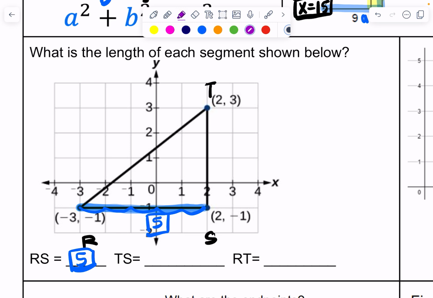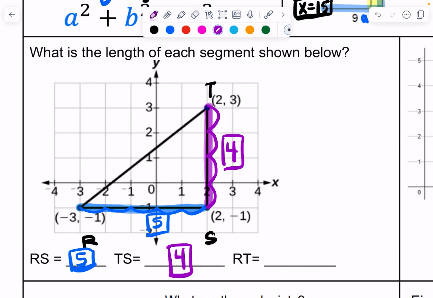And then I'm going to count vertically from T to S. And I'm going to count from one endpoint to the other. 1, 2, 3, 4. So TS has a length of 4. And then our last side that we need to find is from R to T. Okay? Now, we cannot count from R to T because on a coordinate plane, you can only count horizontally from left to right, or we can count vertically up and down. We cannot count diagonally because it does not go through the squares evenly, or the grids evenly.